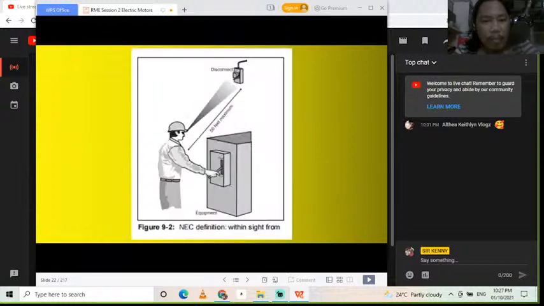So, ito po. So, NEC definition, within sight, from. So, meron kang disconnect na naandun, and then 50 feet from the equipment. Okay? So, that is the maximum, 50 feet. Okay. So, ayan po.